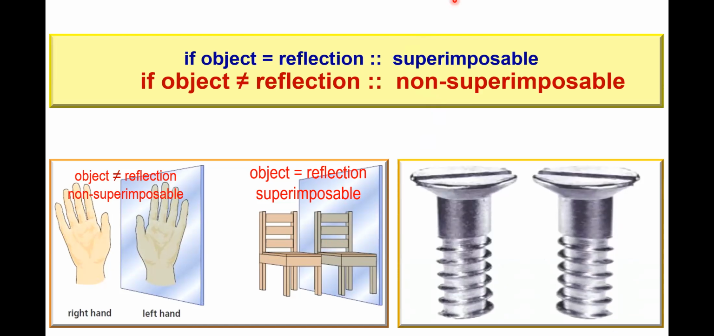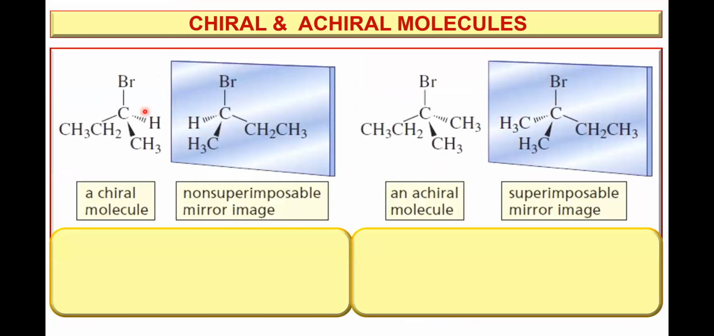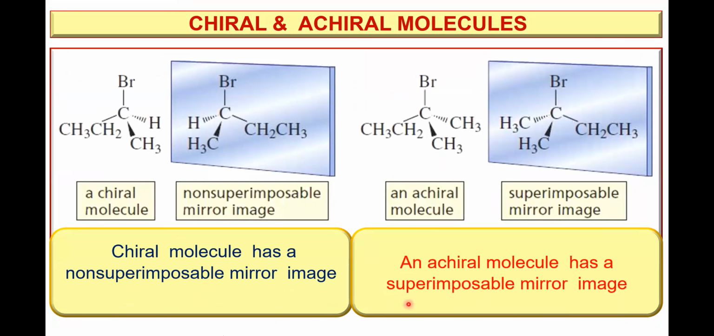Let us look at this screw. So, some more molecules. A chiral molecule has a non-superimposable mirror image, whereas an achiral molecule has a superimposable mirror image.